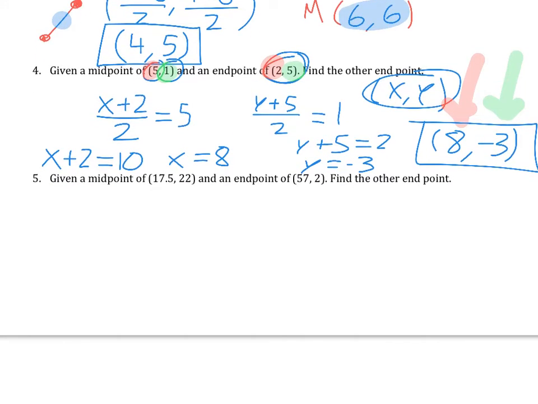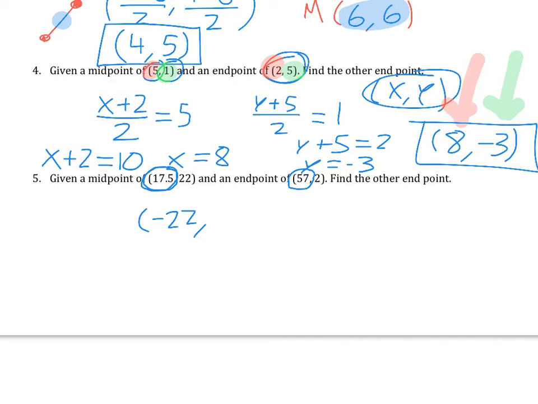Alright, let's try the shortcut first on number 5. Alright, we have uglier numbers, but it should still work. So you start at 57. How do you get from 57 to 17.5? Well, you go down almost 40. You go down 39.5. So if you go down 39.5 again from 17.5, that would take you to -22.